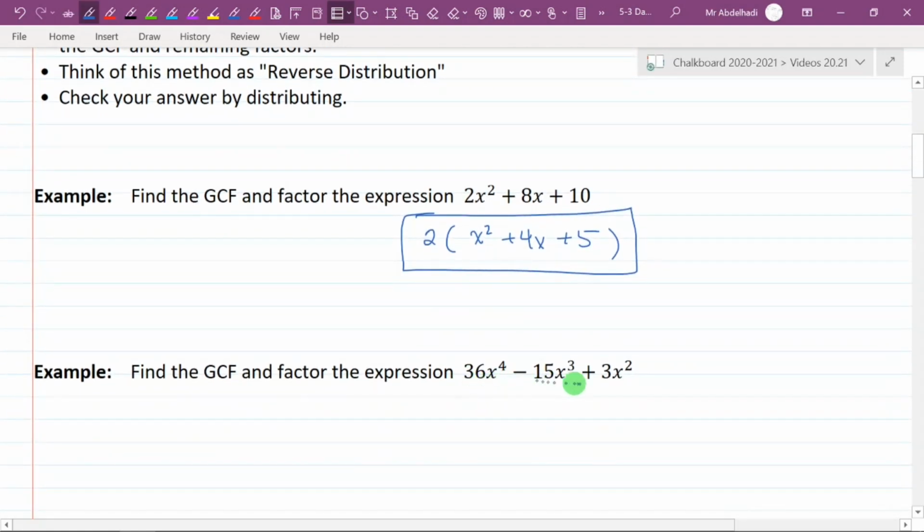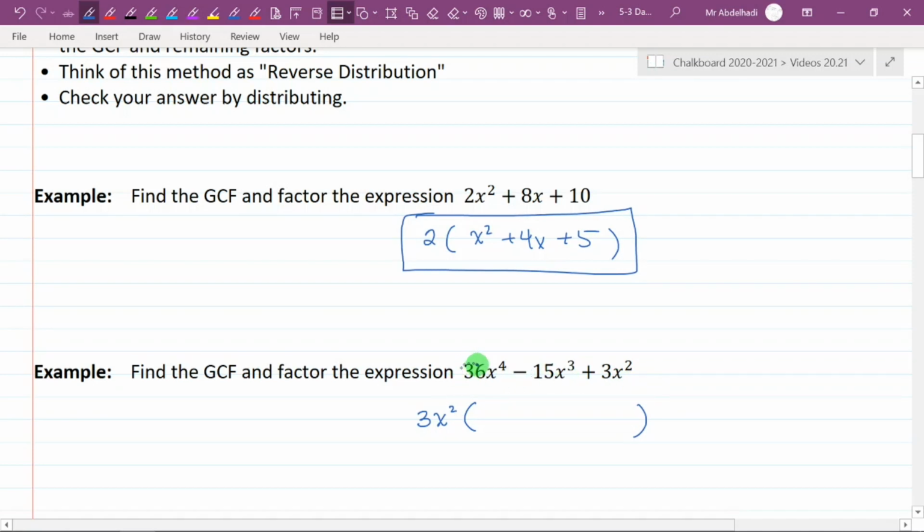What do all of these have in common? Well, you might say 3. 3 goes into 36, 3 goes into 15, 3 goes into 3. Yeah, but there's not just a 3 here. There's also an x squared in all of these, right? This has an x squared, this has an x squared in there, this has an x squared in there. So the greatest common factor isn't just 3. It's 3x squared. And then when you divide these by 3x squared, what do you get?